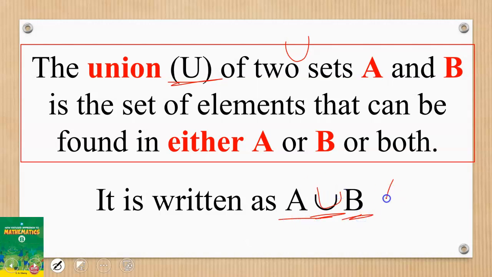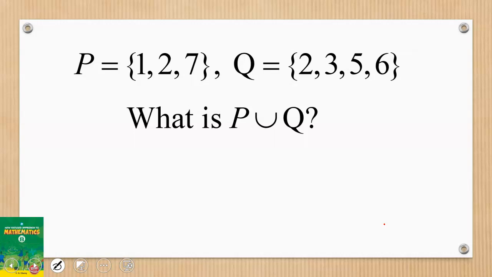And take note, union, we don't write it like this. We don't write it as a plain U like this. It's not done. It is this. Okay, good. Now let's take an example.